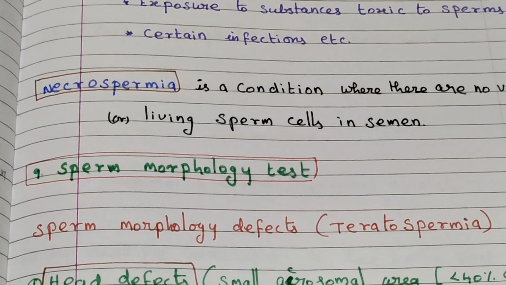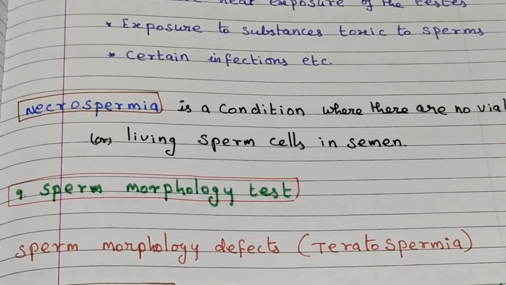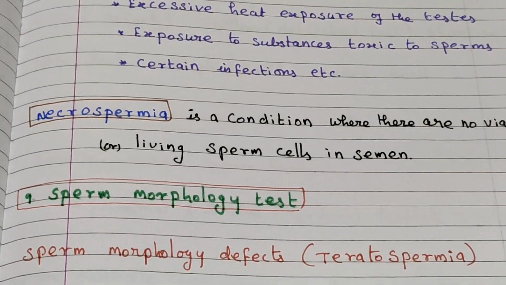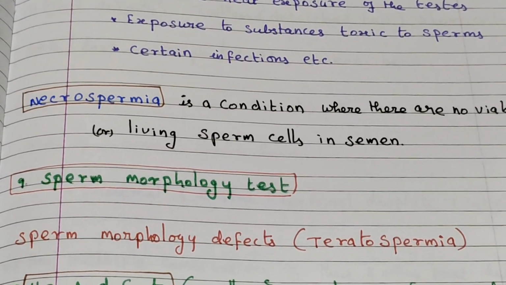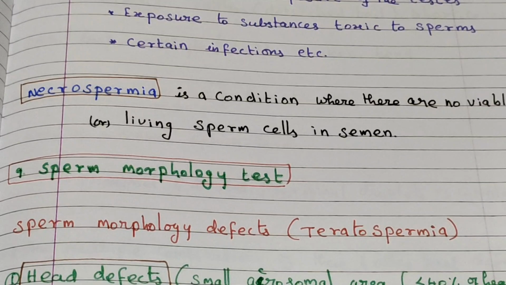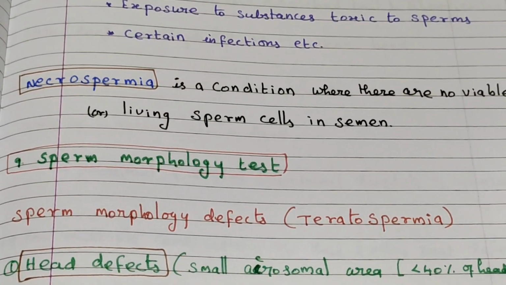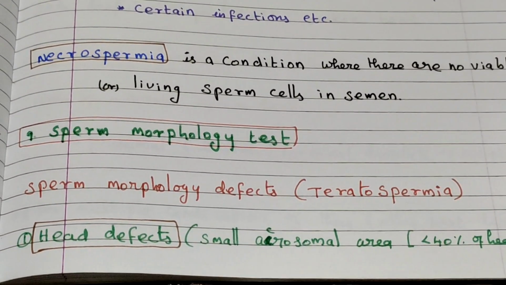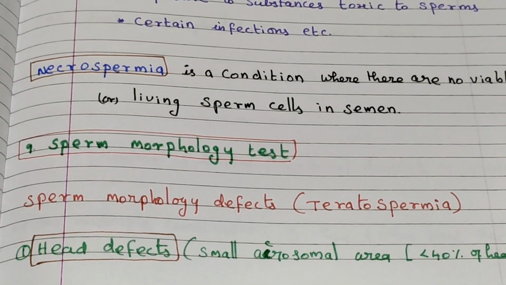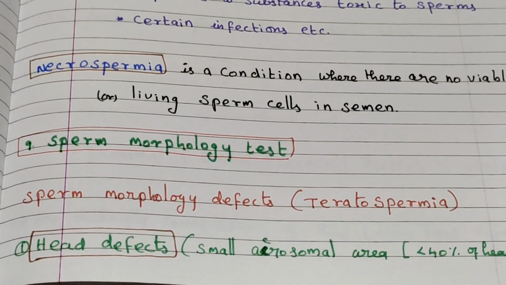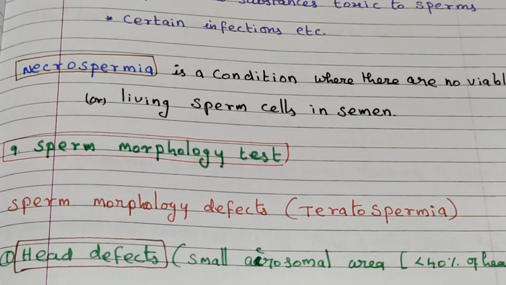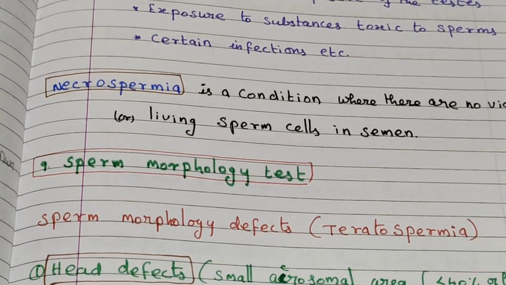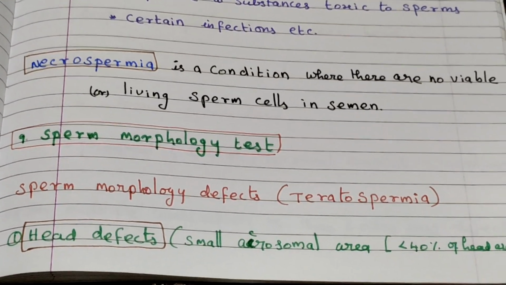Next parameter, sperm morphology test. Sperm morphology assessment looks at the proportion of sperm cells with abnormal shape or morphology. Again, a defect in the morphology of sperm cells, also known as teratospermia, can be classified as head defect, neck or middle piece defect, tail defect and cytoplasmic defect. The assessment of sperm morphology is done by microscopic observation of a stained smear of the semen sample.